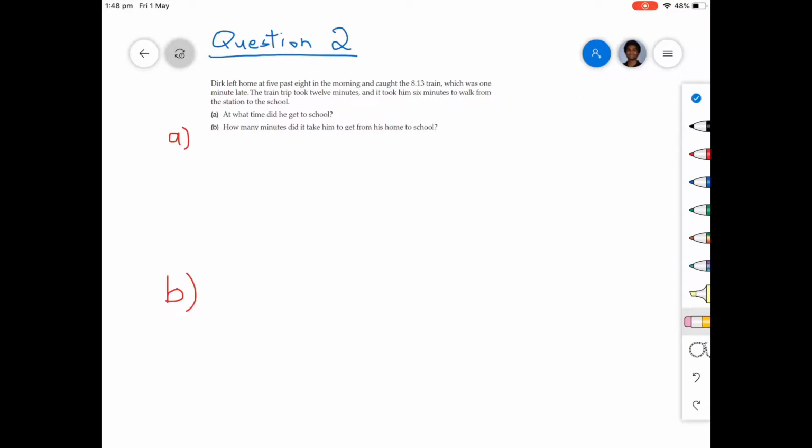For question A, we need to work out what time did he get to school. So let's have a look at some of that important information. He left home at 8:05 in the morning. So the train was meant to arrive at 8:13, but was actually 1 minute late. So we know that his starting time was actually 8:14 a.m. It took 12 minutes, that train, so we need to add 12 minutes for how long he was in the train. And then it took him another 6 minutes to walk from the station to school. So we're going to add another 6 minutes there as well.